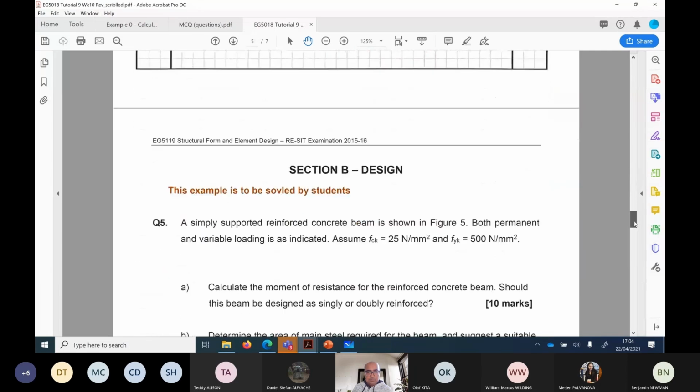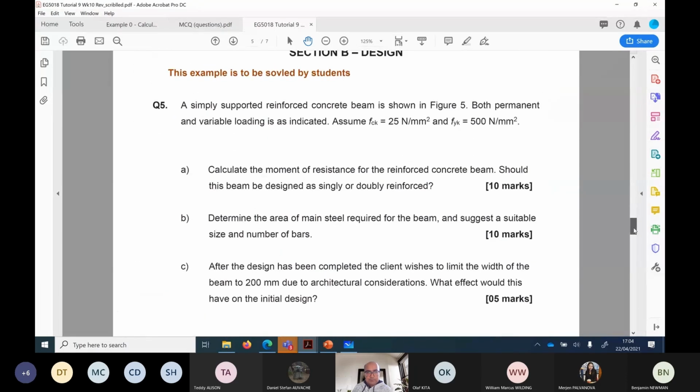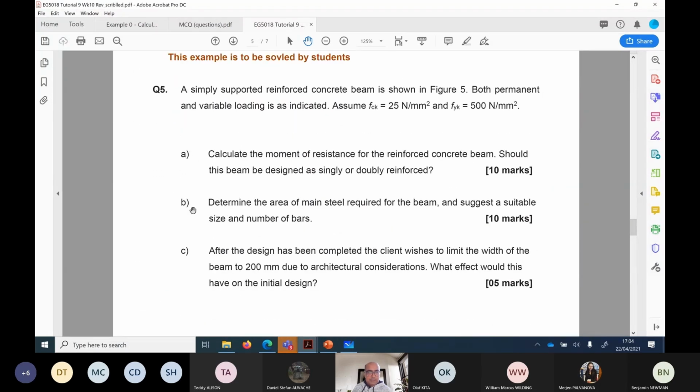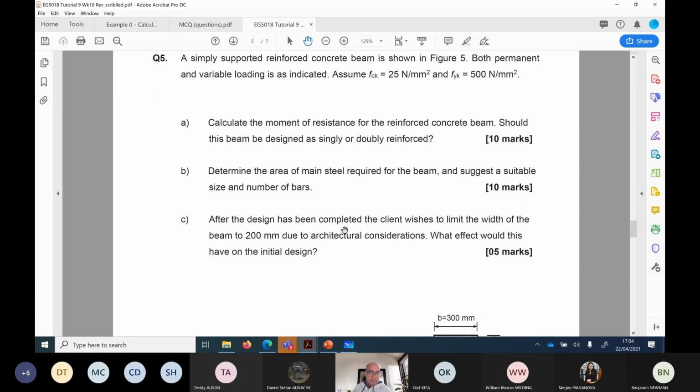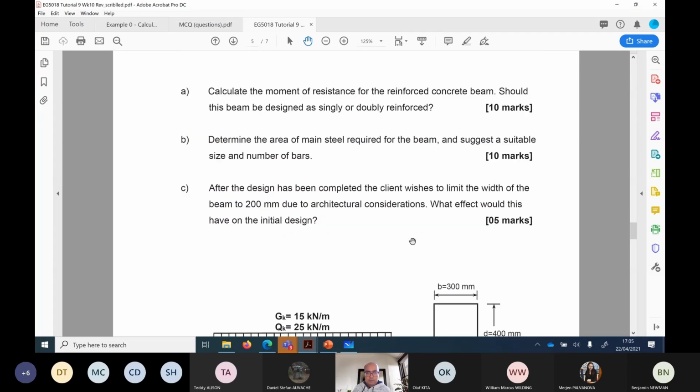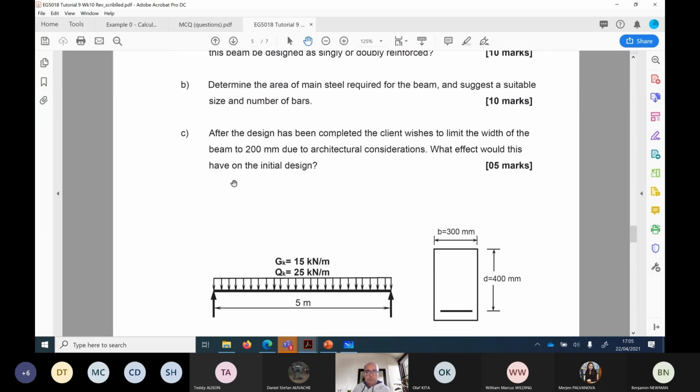So I will leave you to solve this other question. The first parts A and B of this question are pretty much the same as the first question which I did, so I will ask you to solve them yourself. Part C: after the design has been completed, the client wishes to limit the width of the beam to 200 due to architectural considerations. What effect would this have on the initial design? Immediately think about it. Tell me what effect would it have if B is reduced?